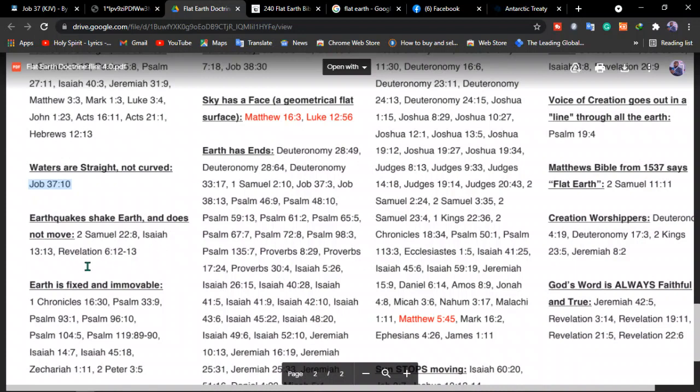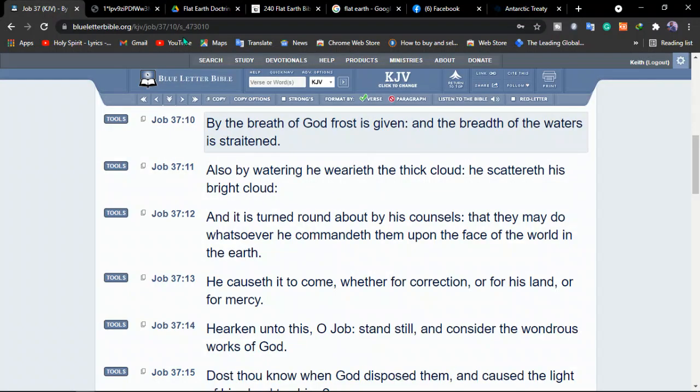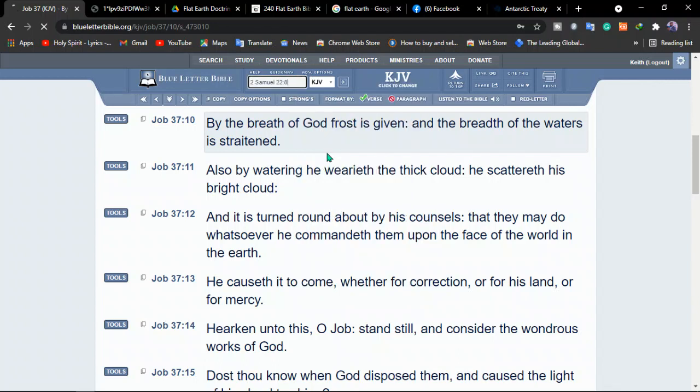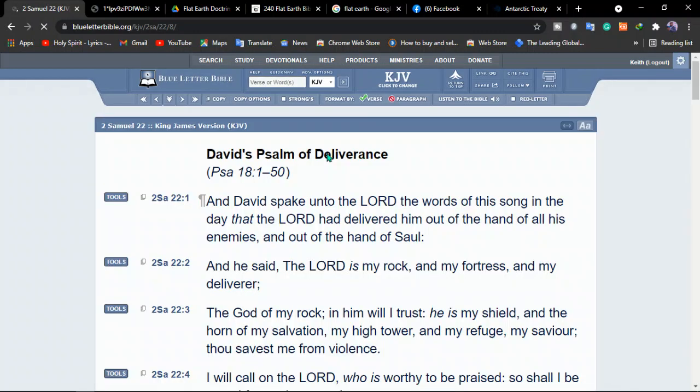I'll do random checking of the verses so that we don't take a lot of time. Earthquakes shake earth and the earth does not move. Okay? Have you heard about earthquakes which are shaking, but the earth is not even moving one inch? That's how powerful God is.